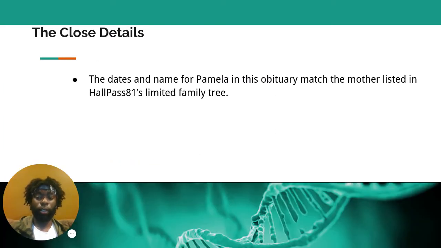So the main confirmational evidence in that previous slide is that Pamela's birth date and death date line up to the information that was in Hall Pass 81's tree for the person listed as their mother. There are surnames that are of interest, and we want to look for more information around that family to try to confirm it, link it up to what we know, and fit them into the Isaac and Mary Hall tree.